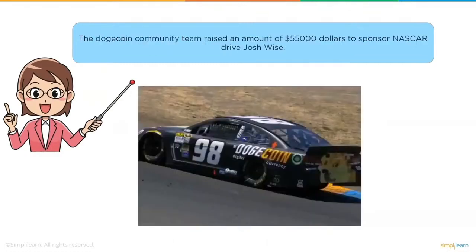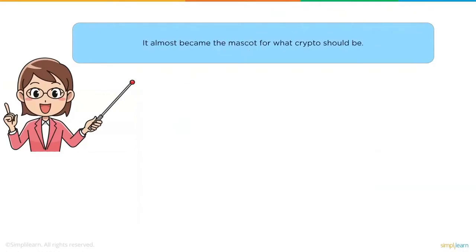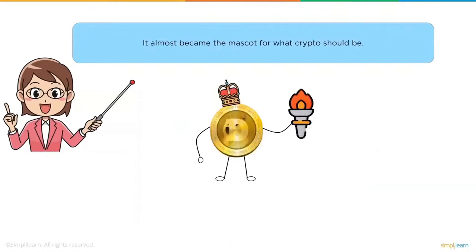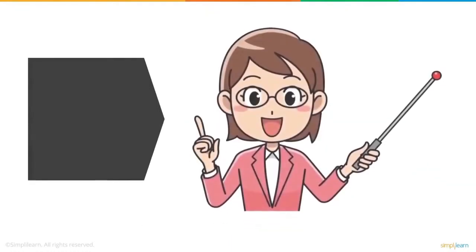It also started doing charity work to introduce and promote itself in the real world. For example, once they raised a fund of $55,000 for a NASCAR driver, Josh Wise, and in return, he printed the logo and 98 Dogecoin over his race car. Eventually, it almost became the mascot for what crypto should be. Let's have a look at who uses Dogecoin.